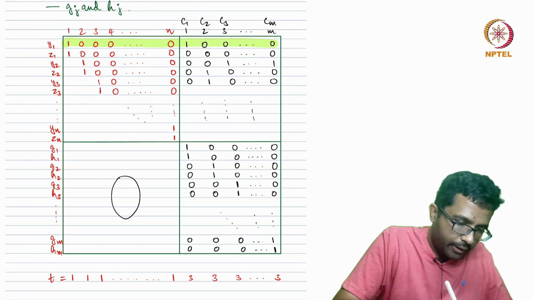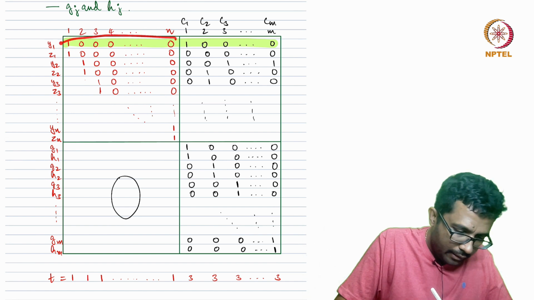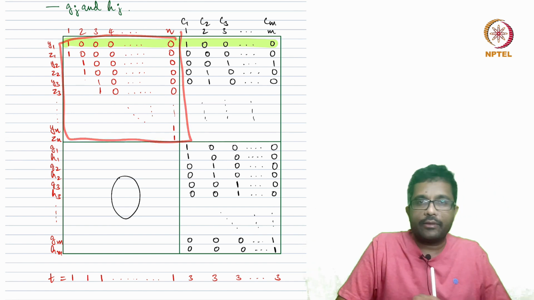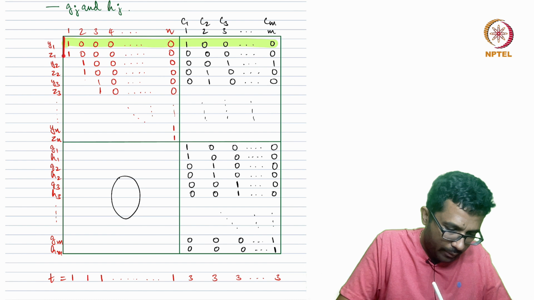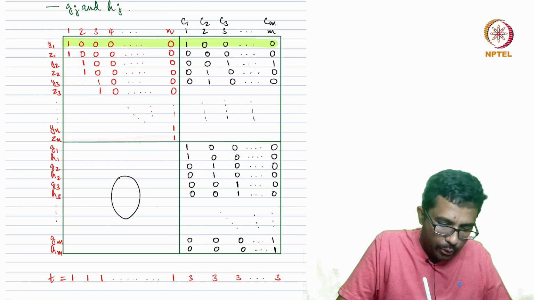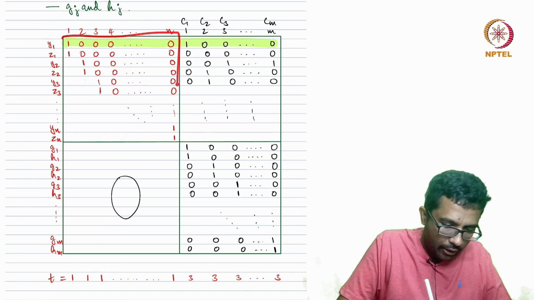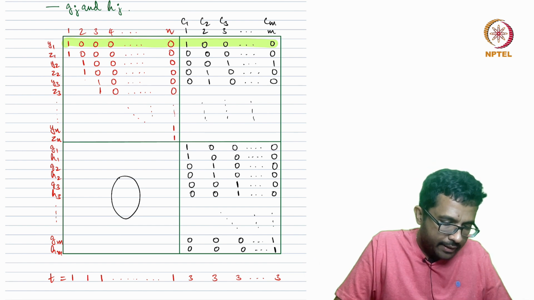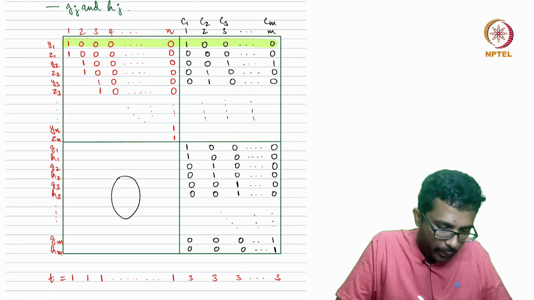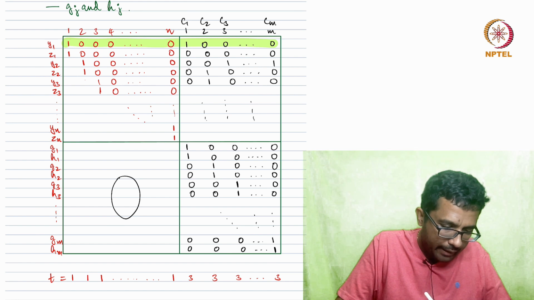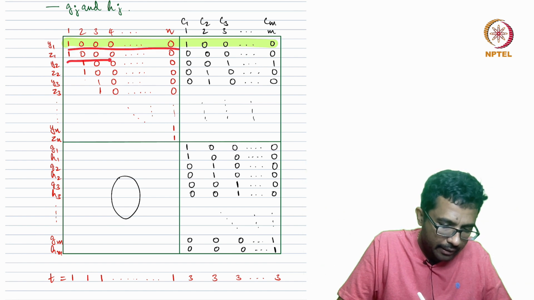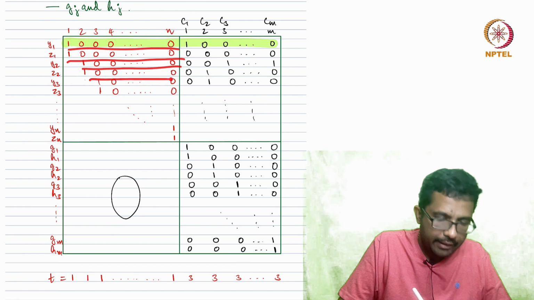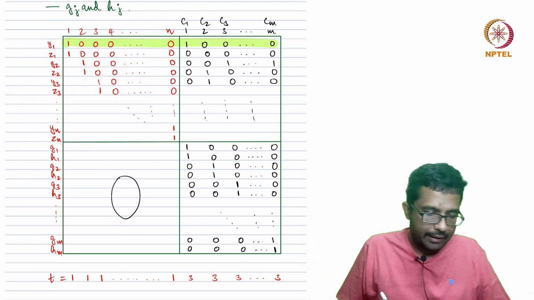First let us focus on this quadrant of the table, which has the first 2n rows and the first n columns, right? It's very simple. y1 and z1 start with 1 and then all zeros. z1 also is the same. In fact, y and z are going to be identical. y1, z1 are identical in this part, and y2, z2 are also identical, and y3, z3, everything is identical in this part.